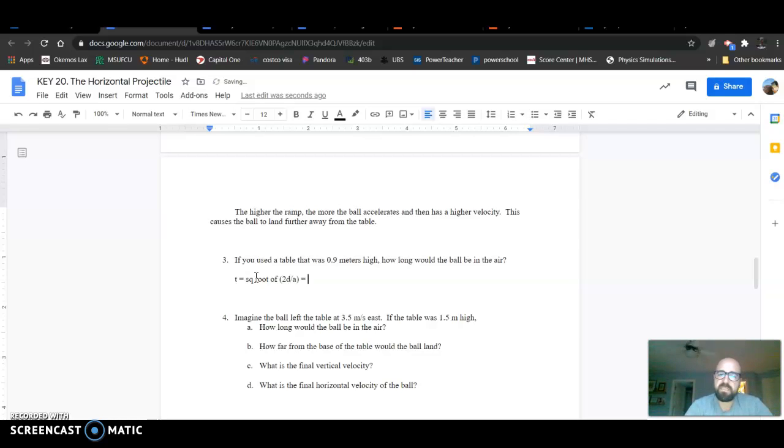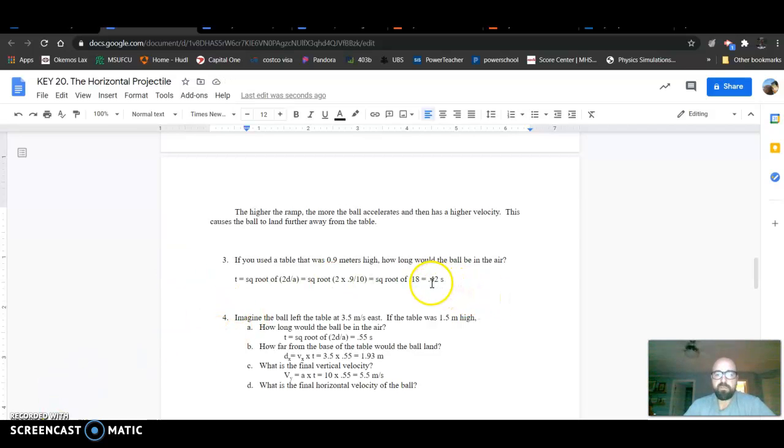And here's what I saw. Some kids put acceleration in wrong as we went through here. So you just got to make sure you're doing that correctly. So square root of 2 times 0.9, divided by 10. So that gives you 1.8 divided by 10. So square root of 0.18, which if I remember right was 0.42 seconds.